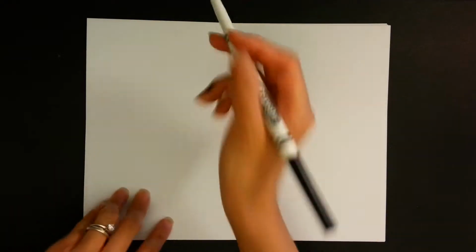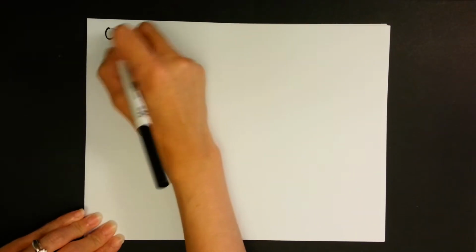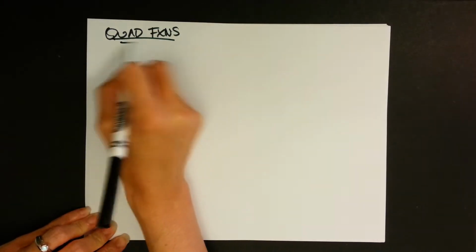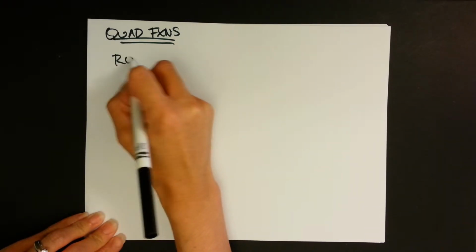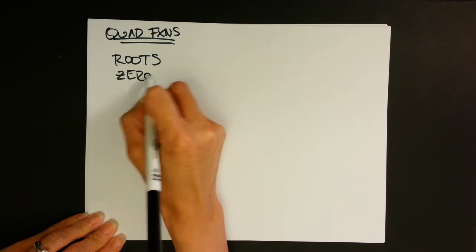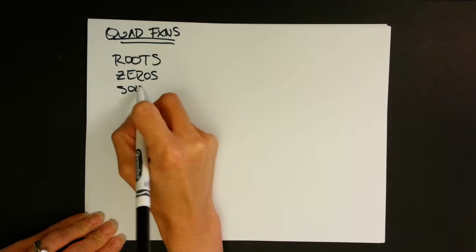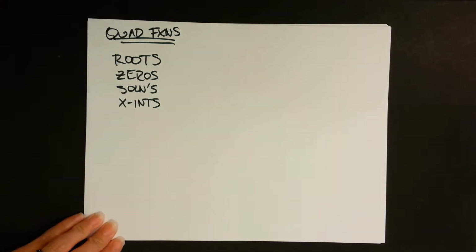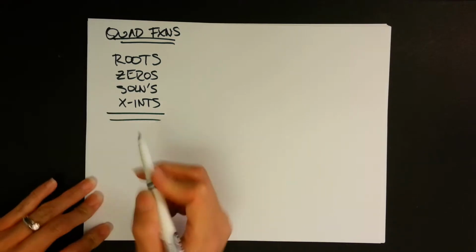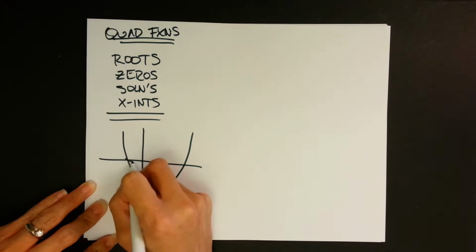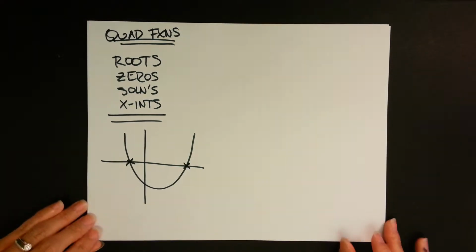So, if you recall, one of the things that we talked about was that for quadratic functions, whenever I'm talking about finding something like a quadratic function's roots, or finding its zeros, or finding its solutions, or finding its x-intercepts, I'm actually talking about the same thing, and I'm referring to wherever a parabola crosses the x-axis, right?